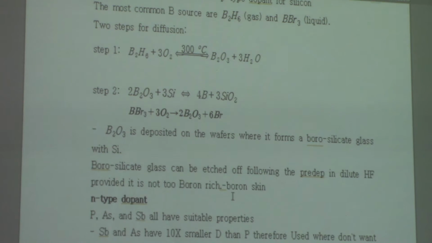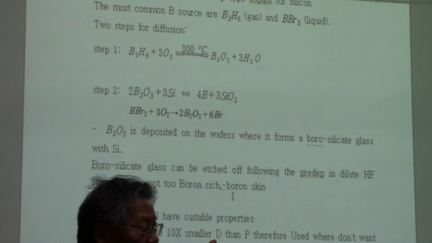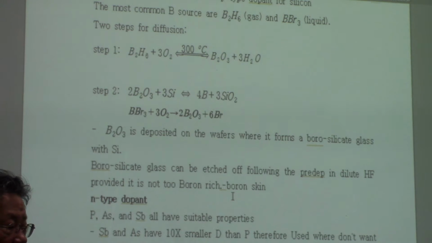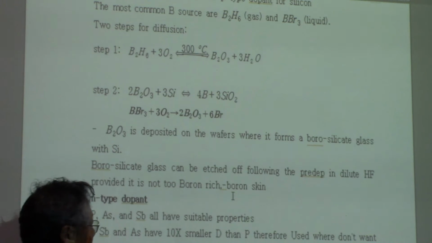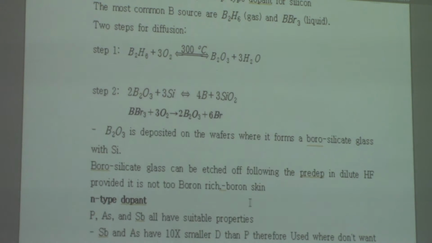Borosilicate glass can be etched off after the pre-deposition in a dilute HF. This is the trick in the industry. Usually the silicon oxide should be etched with HF solution, but when the silicon oxide is heavily doped, containing a large amount of boron, it cannot be etched with normal HF. The industry found that it can be etched with a dilute HF, which is different from the normal practice. So if you make a dilute HF, then this heavily boron-doped silicon oxide, the borosilicate glass, can be etched. That was found in the industry, and it's a kind of trick. We named this boron-rich glass the boron skin, the boron skin effect.